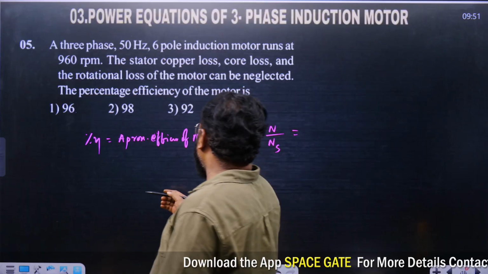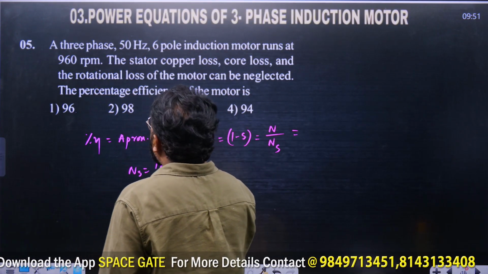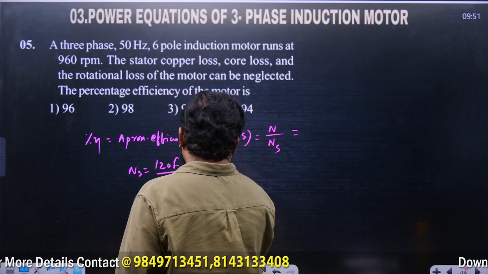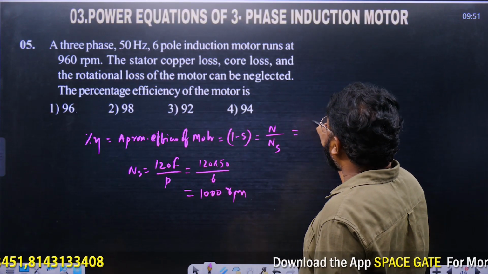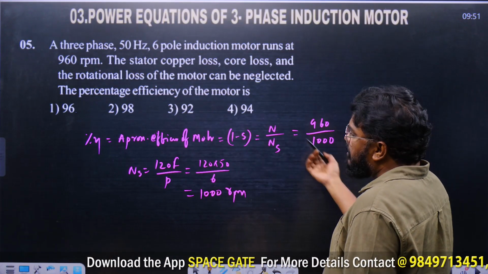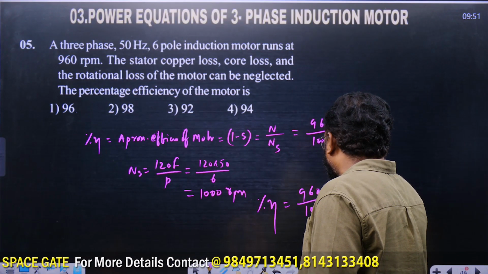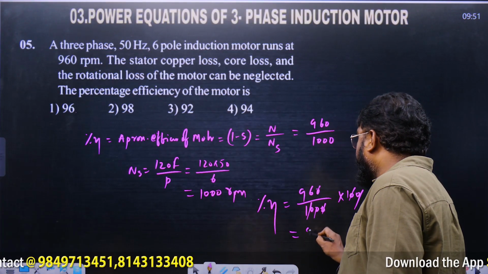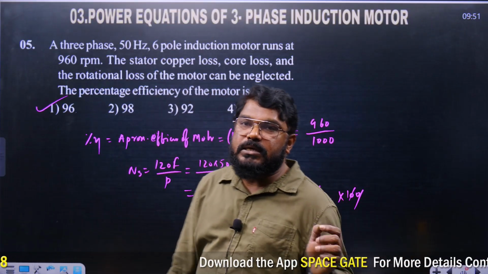Ns can be calculated: Ns is equal to 120 f by p, which is 120 times 50 Hz divided by 6 poles, equal to 1000 rpm synchronous speed. Therefore percentage efficiency is 960 divided by 1000 rpm, multiplied by 100. Cancelling the zero, finally we get 96%. So for this question, option 1 is correct.